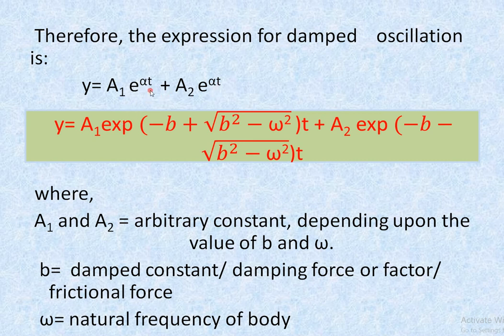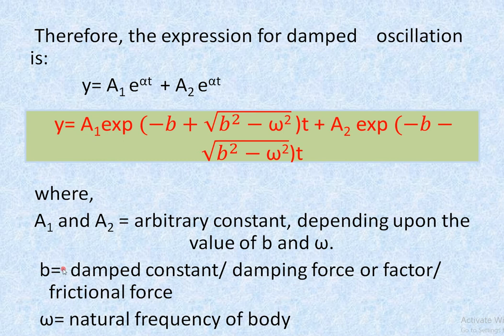So by putting the values of alpha, we get y is equal to a1 into exponential of minus b plus under root b square minus omega square into t plus a2 into exponential of minus b minus under root b square minus omega square into t, where a1 and a2 are arbitrary constants which depend upon the values of b and omega. And b is what? b is the damping constant or damping factor, also known as the frictional force. And omega is the natural frequency of the body.